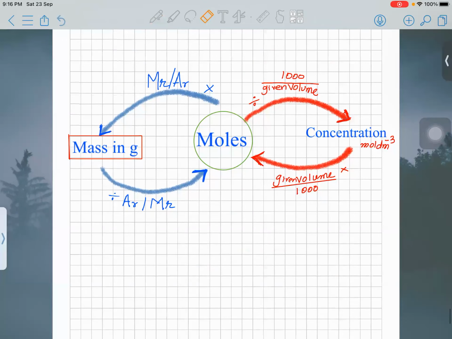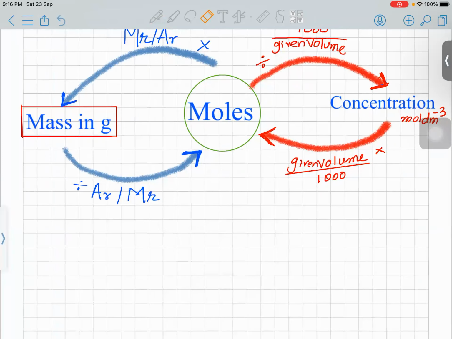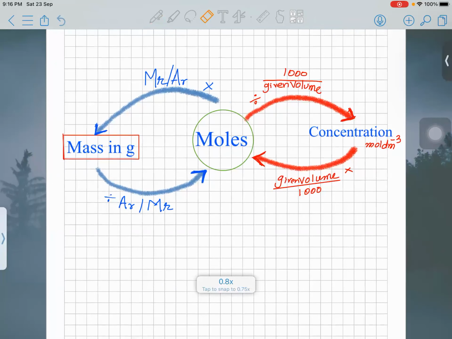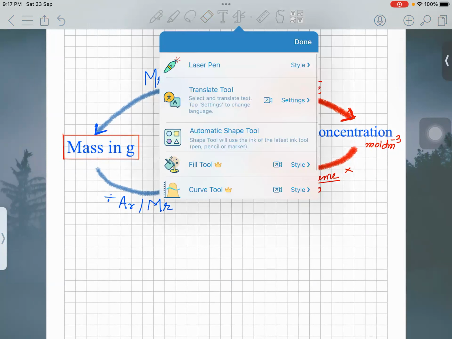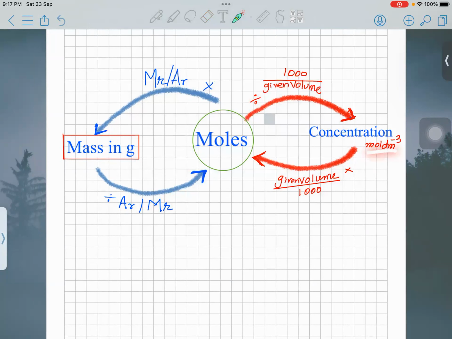Are you following? Yes, sir. To get from concentration to moles, we do concentration times given volume divided by 1000. Whenever you have concentration, you just multiply by given volume and then divide by 1000. We will practice. First, construct the concept map, then we will practice it.